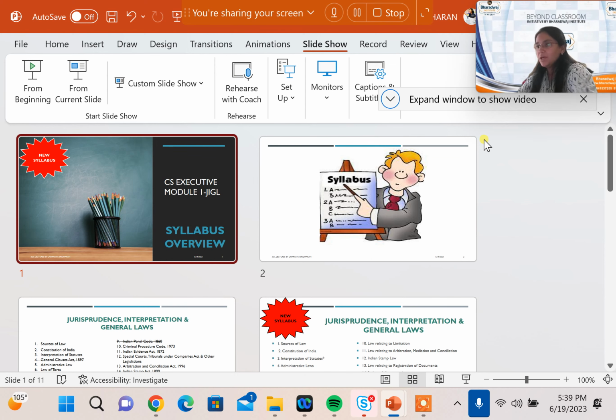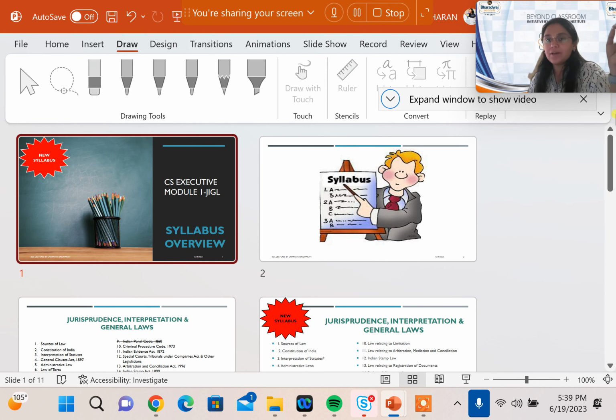We are going to get started with the first paper of this module, which is JIGL. That's how we call the paper. It is JIGL, that's the name of the paper. A pretty long name, so we have found an acronym to address the title of the subject.